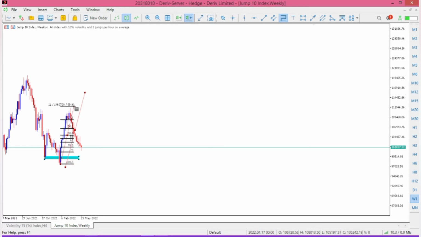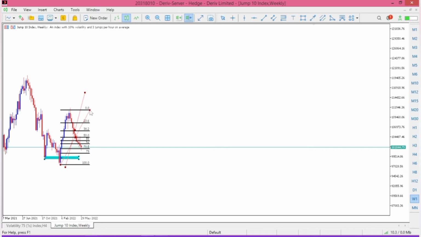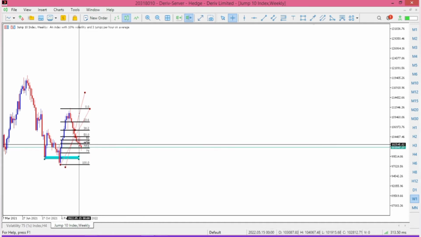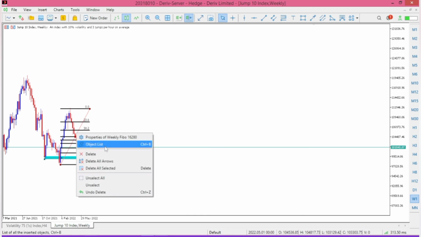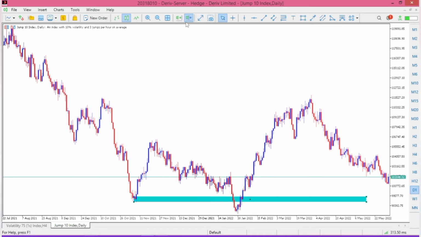Let's measure it. Price is currently at the 70.5% Fibonacci level, and it's rejecting that 70.5 Fibonacci level. So with that, let's move over to the daily time frame.